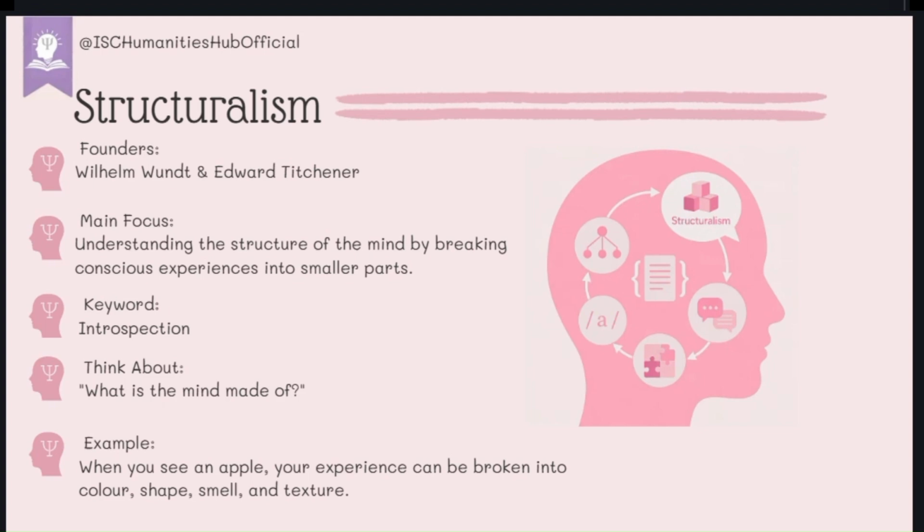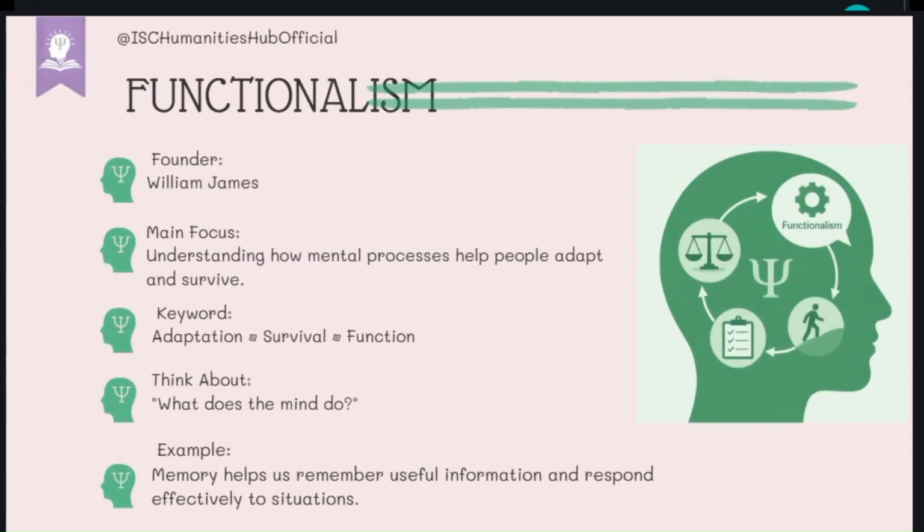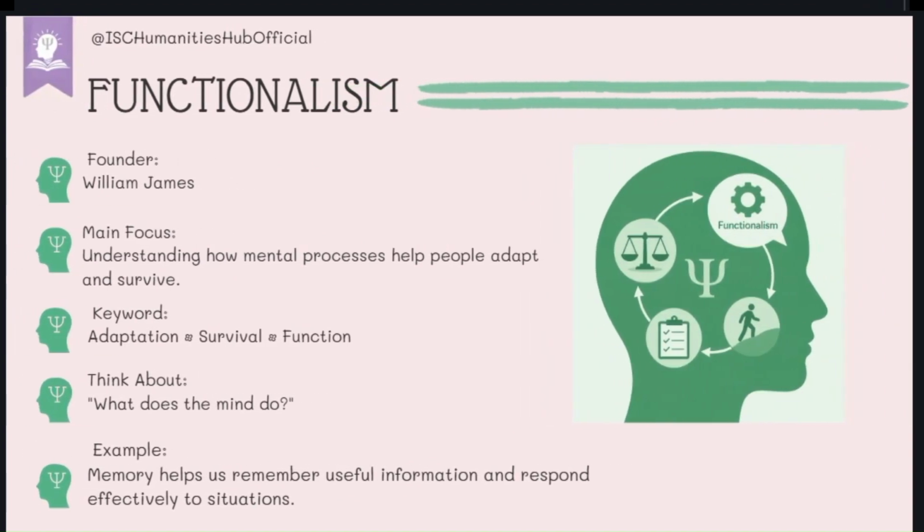So that was all about structuralism. That is all which you need to do for this chapter. Don't worry, just read the notes and you're all done. Moving on to the second school of psychology, trust me, this school of psychology is also really, really important. This school of psychology is known as functionalism. So, what exactly is functionalism?